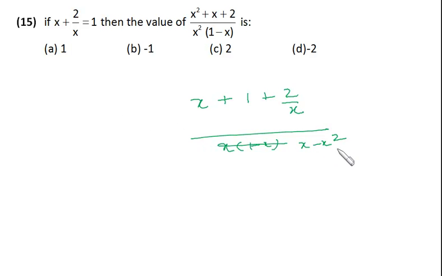Alright, now how do I get x minus x square? Let's see. Here if I take LCM, I'll be getting x square plus 2 is equal to x. So x square minus x is equal to minus 2. I want x minus x square, that will be 2. So x minus x square, this is 2. x plus 2 by x is 1. 1 plus 1, 2 by 2, 1. Pretty simple.